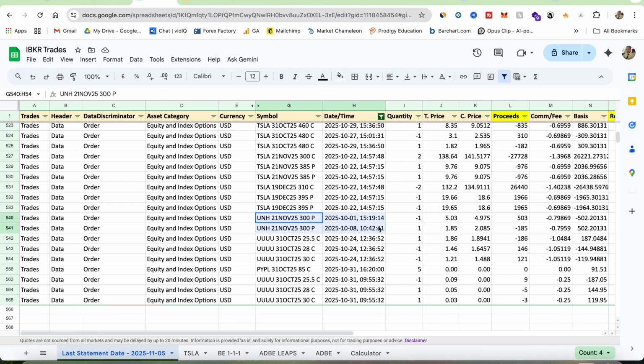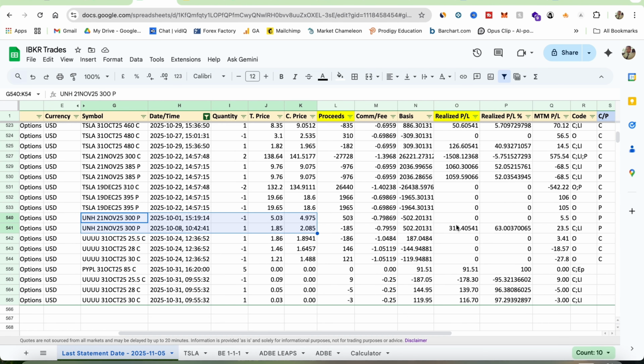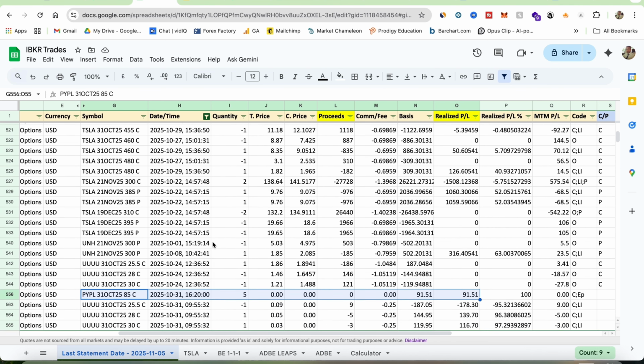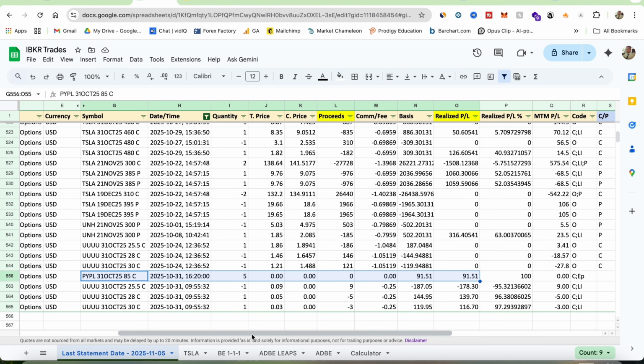The UNH sold a 300 put. Again, this is a good example of selling a 503, buying it back for 185, netting 316. Easy put trades, these are really easy. UNH 111, another UNH 111, and then PayPal calls as well. Again, that one expired worthless. Captured the $95 of premium of the one that I sold earlier. So again, these are really easy trades to do.